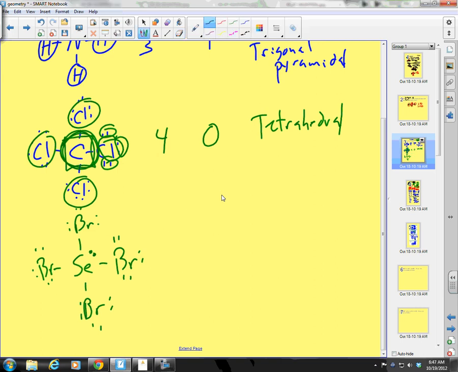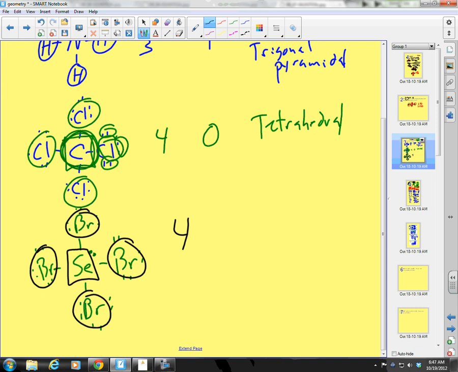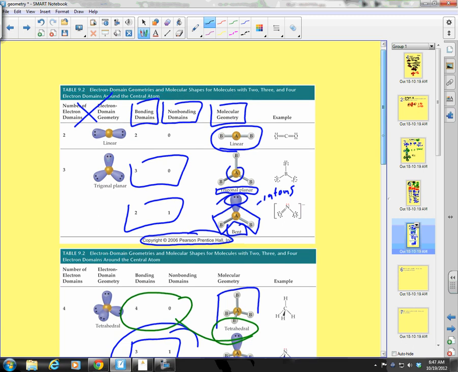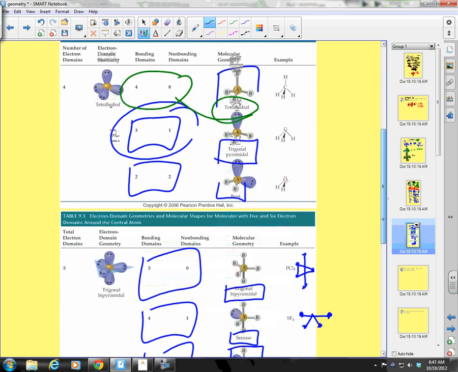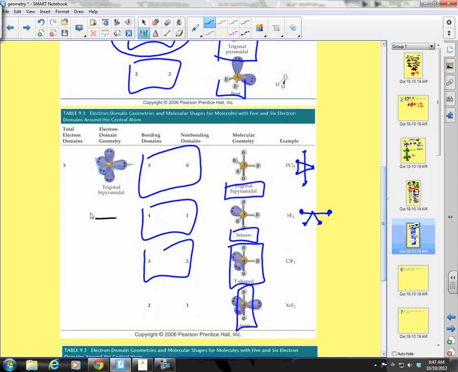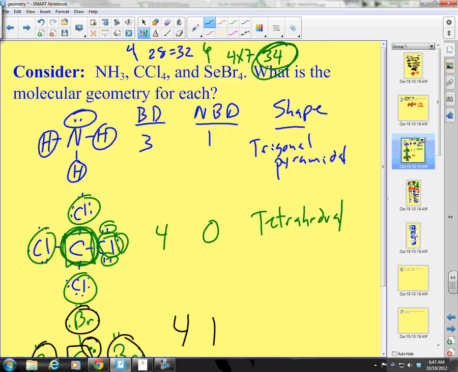Good. Let's look at my central atom. How many atoms are directly bonded to it? 1, 2, 3, 4. So I have 4. And how many unshared pairs do I have on it? 1. I have a 4, 1. Let's look at my chart. What is a 4, 1? Seesaw. Okay. So let's write down seesaw.